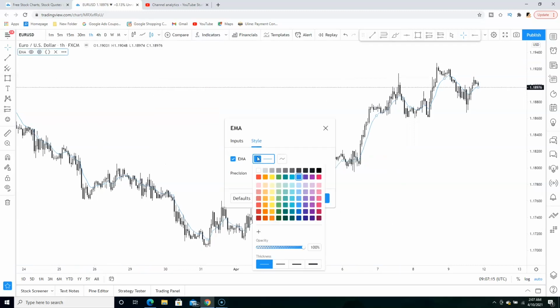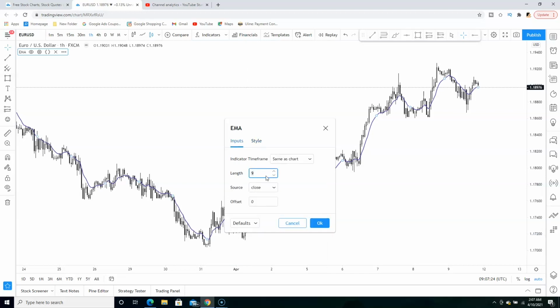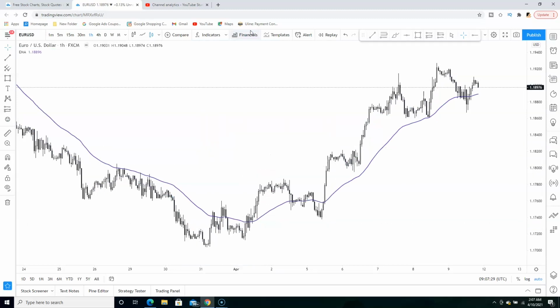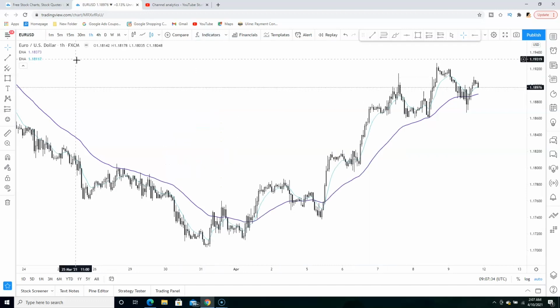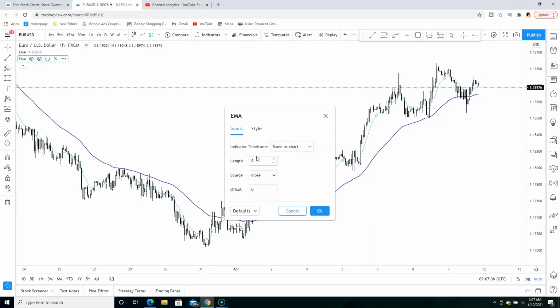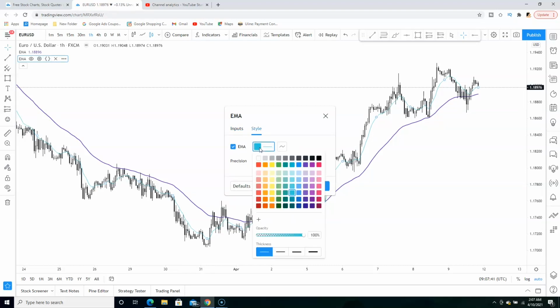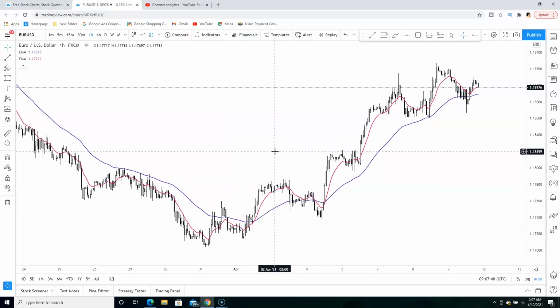to settings. You can change the color to whatever color you want. I'll use this. I'll change the thickness to the second one, and for the input we're going to change that to 50, and then we click OK. Now we're going to add one more indicator, another exponential moving average. This one we're going to change to 10, and for the style, just use whatever color you want. I'll just use this, and change the thickness to the second one, and then you click on OK.